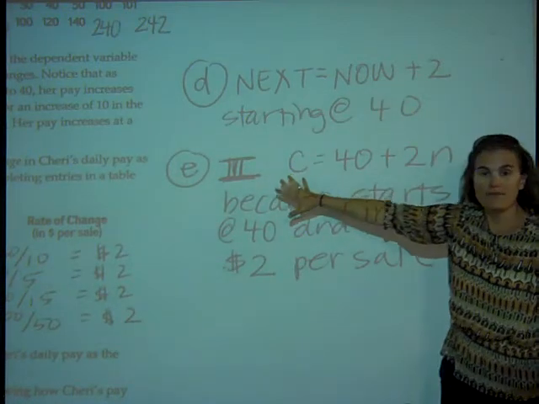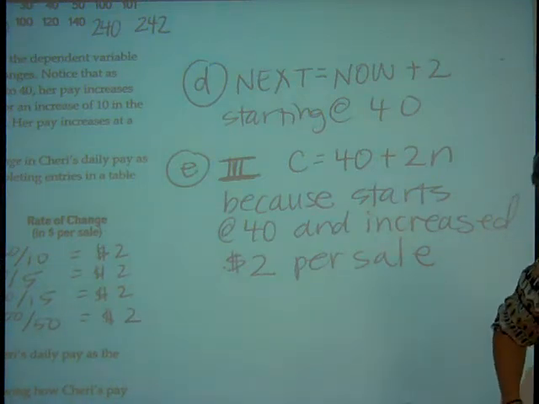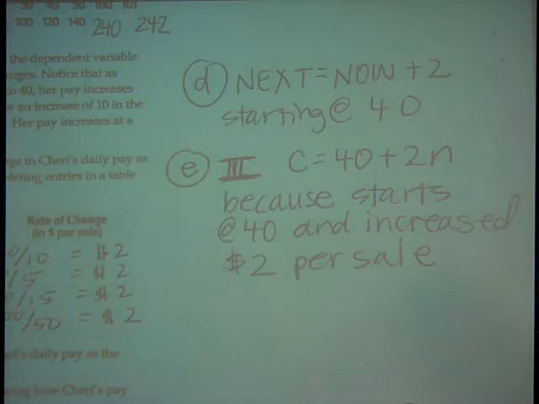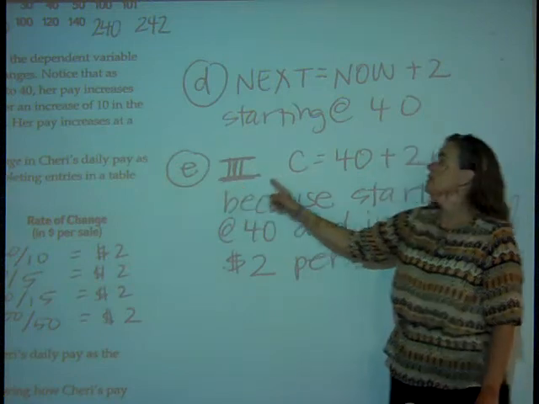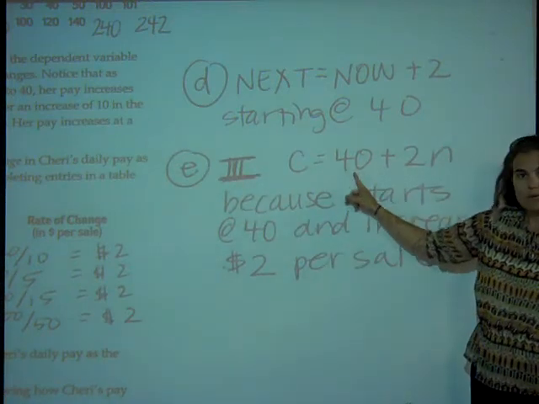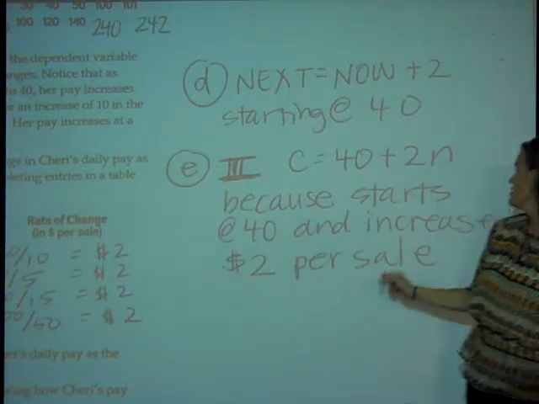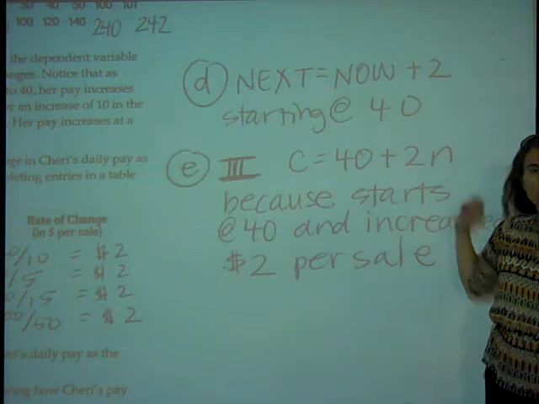But realize, if you're going to be looking at it from a formula point of view, and that's what letter E was asking you to do, was consider the following rules. Which of the rules will calculate Sherry's daily pay C for any number of services she sells? Right? You should have picked number 3. This was 40, that's where we were starting, plus 2N, right? The starting point is $40, and it increased $2 per sale. So that's represented by the 2 here.